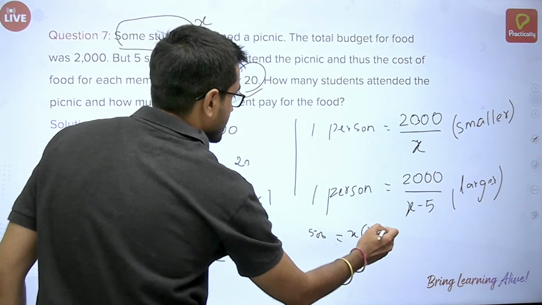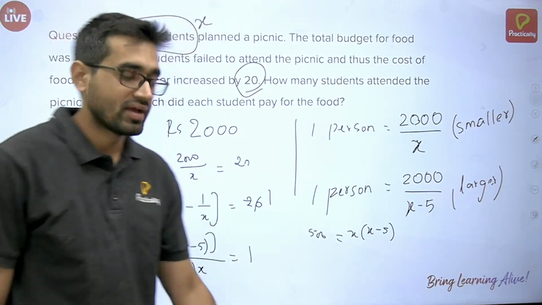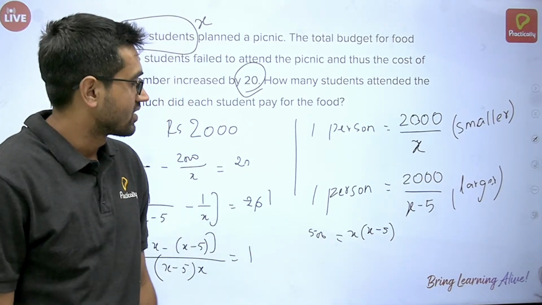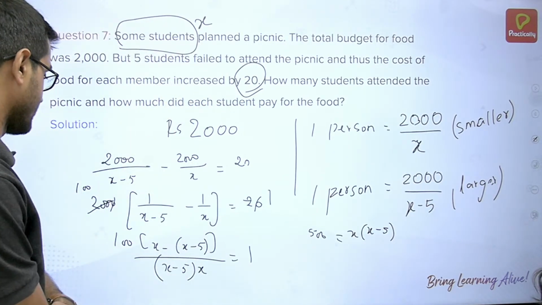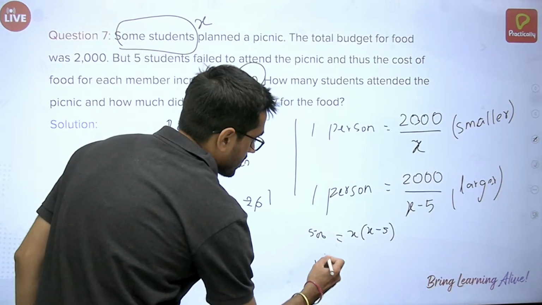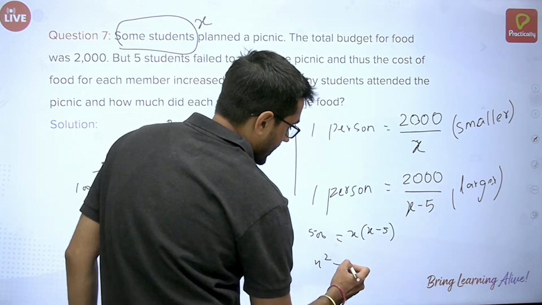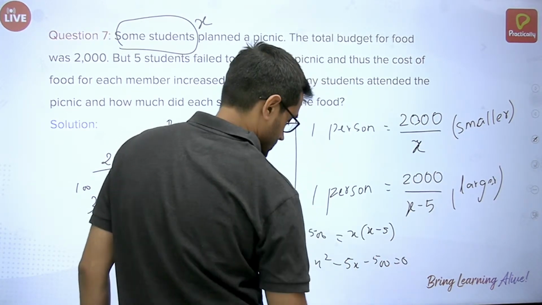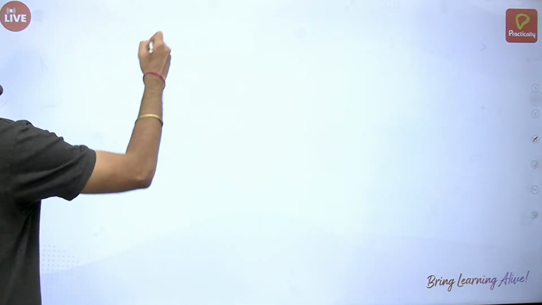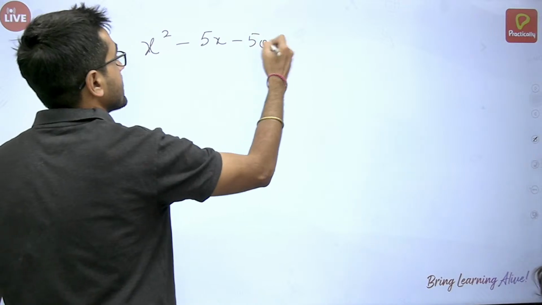See, x is 10. You know why? Because 10 into 5. No, x is not 10, because it is x into x minus 5, right? Yes. Oh, I have to solve it now. So x is 25 into 20, I guess. So x square minus 5x minus 500 equals to 0. Okay, I'll write the equation now. X square minus 5x minus 500 equals to 0.